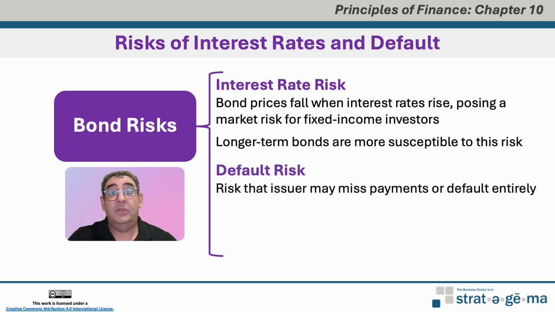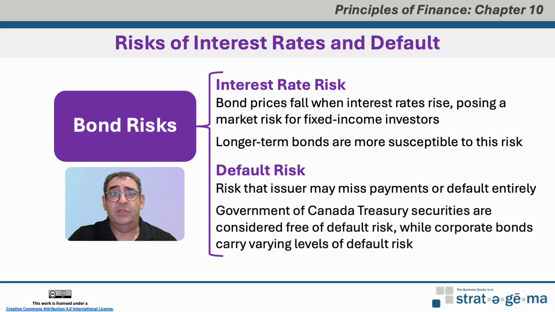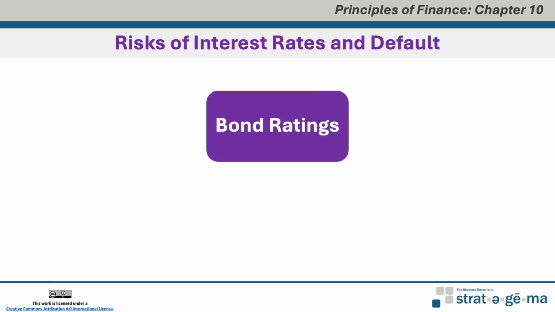Then there's default risk. This is the risk that the issuer may miss payments or default entirely. The Government of Canada Treasury securities are basically free of default risk, while corporate bonds can carry varying levels of default risk. I actually had an investment quite some time ago. I can't even remember the name of it, but it was a bond and it defaulted. So it does happen. Now let's talk about bond ratings.